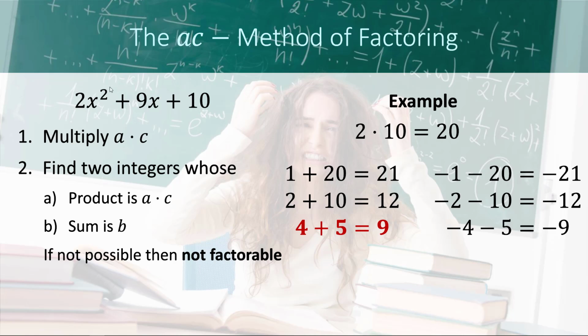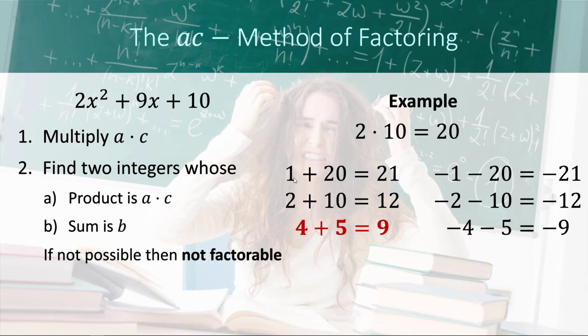Well, let's use this trinomial, 2x squared plus 9x plus 10, as an example. First thing we're going to do is take A and C and multiply them together. Here in this example, we'll take 2 multiplied by 10 and get 20. Then we are going to find two integers that are factors of the product, i.e. factors of 20, that sum to B, which in this case is 9.